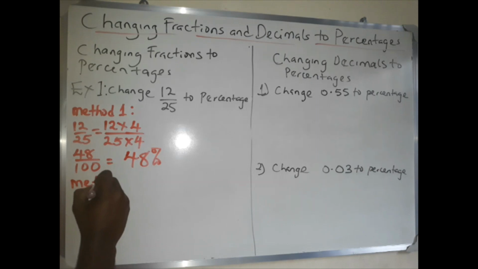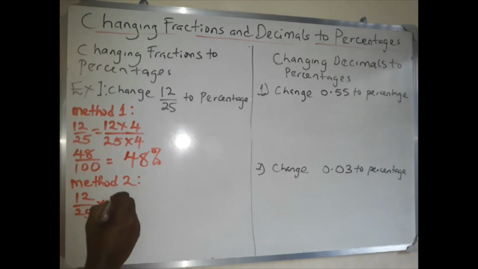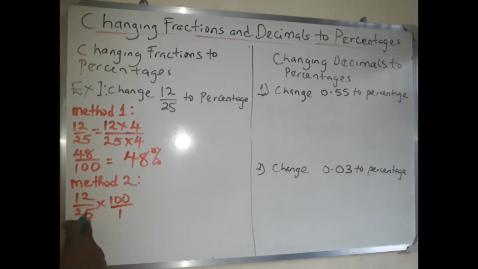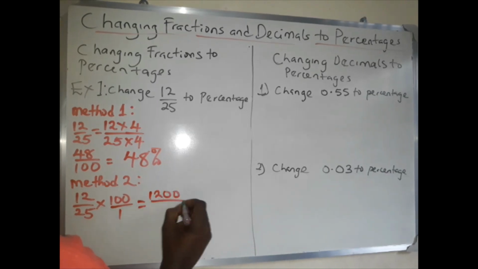Now the second method is simple enough. What you do is you simply take the fraction and multiply it by 100. Now 100 is the same thing as 100 over 1. I put that so that when you're multiplying both the numerator and the denominator, you won't just say 25 times nothing. No, 100 is the same thing as 100 over 1. And in multiplying fractions, you multiply numerators against numerators, denominators against denominators. So 12 times 100 is 1200. 25 times 1 is 25.